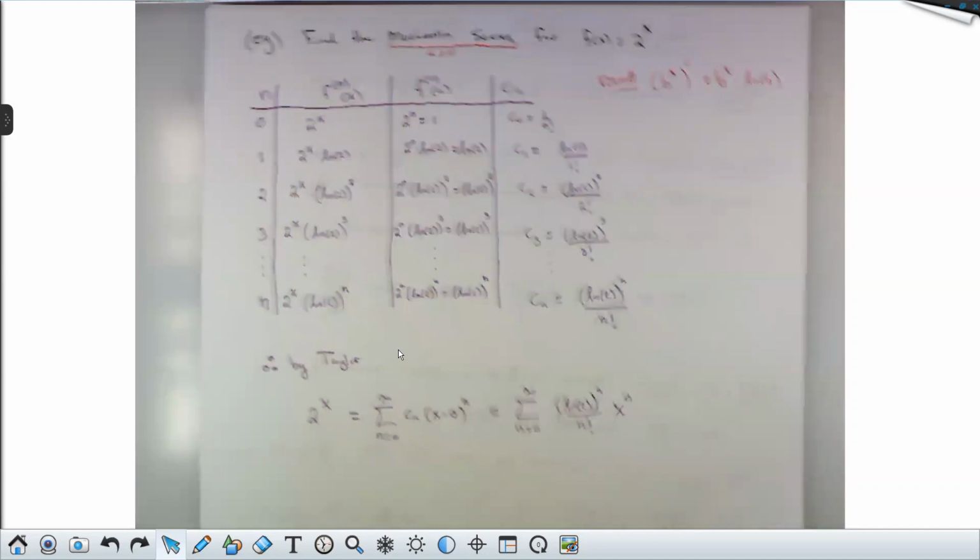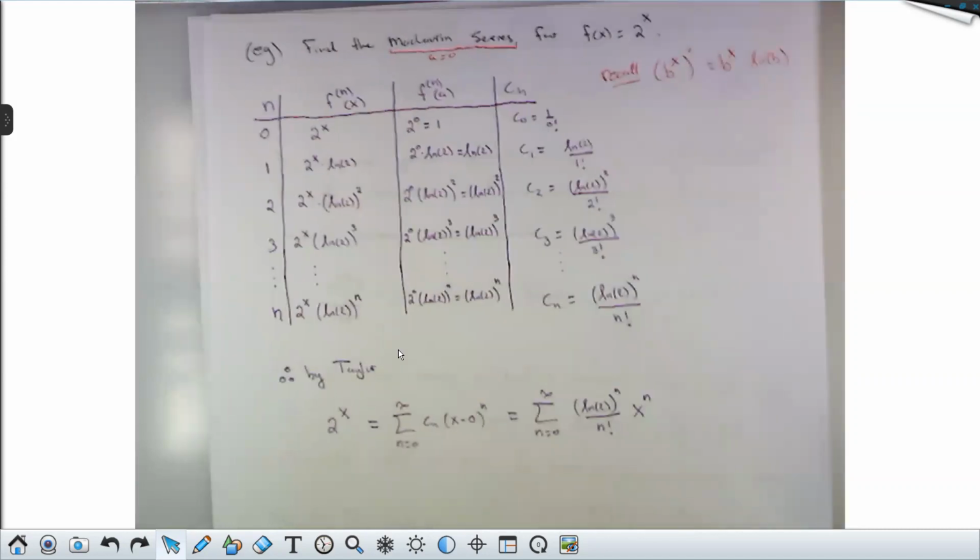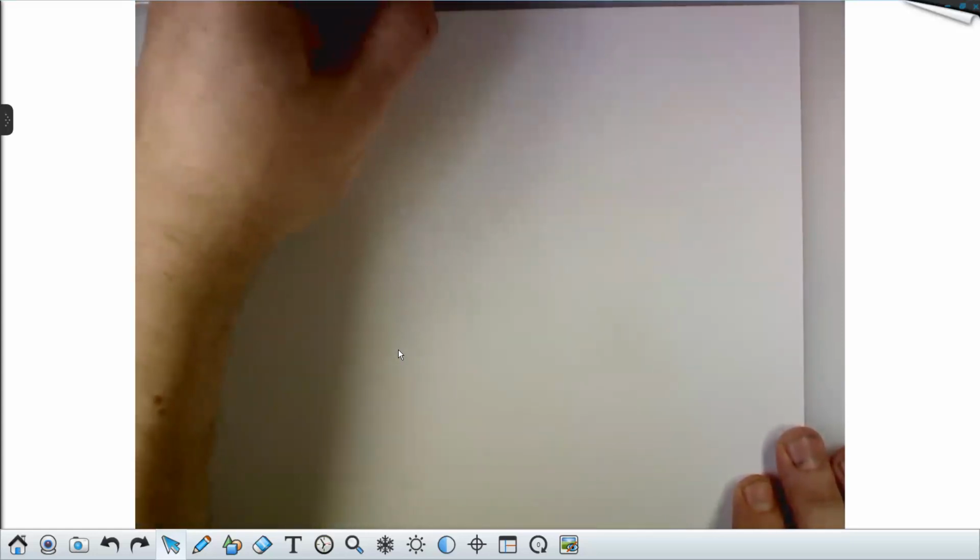Okay. So I want to give you a little bit of insight, but I don't want to overwhelm you. So rather than a full proof of Taylor's theorem, let me just say exploring Taylor's formula.